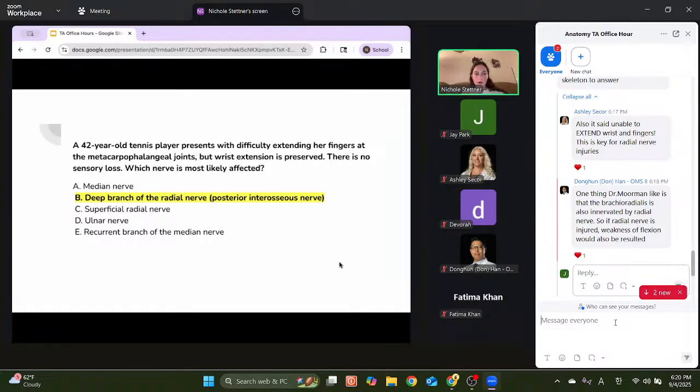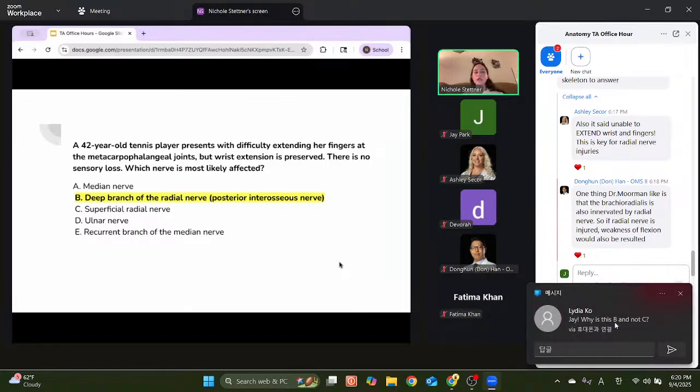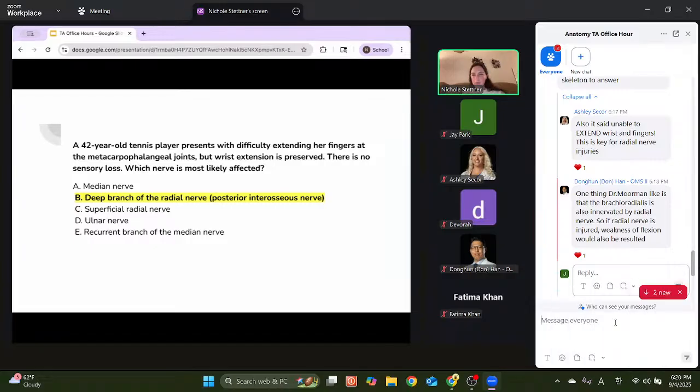And then the recurrent branch of the median nerve, again, that would follow along with the median nerve injury, which I referred to before. I hope that helps. If it doesn't, let me know.